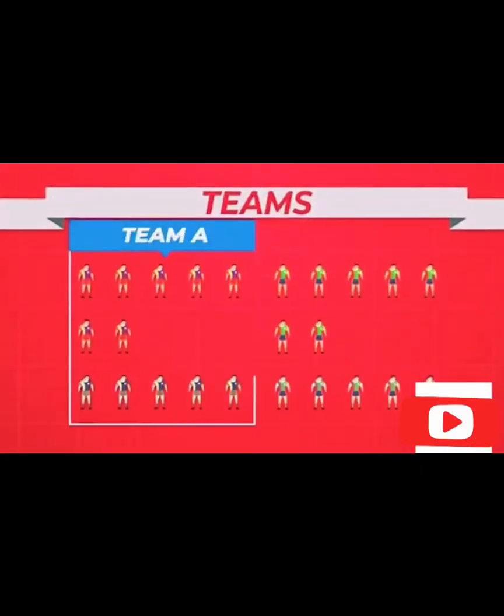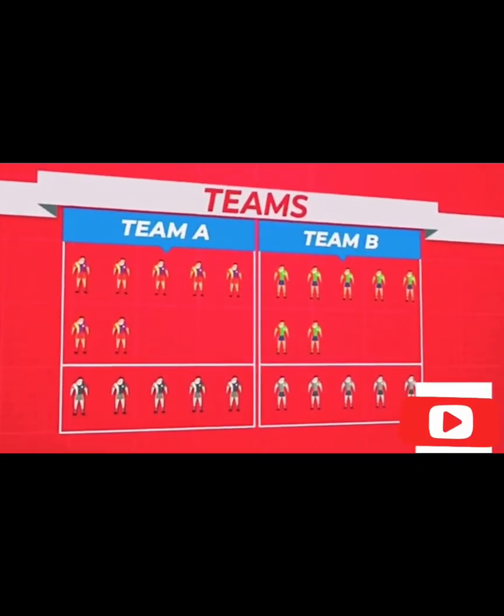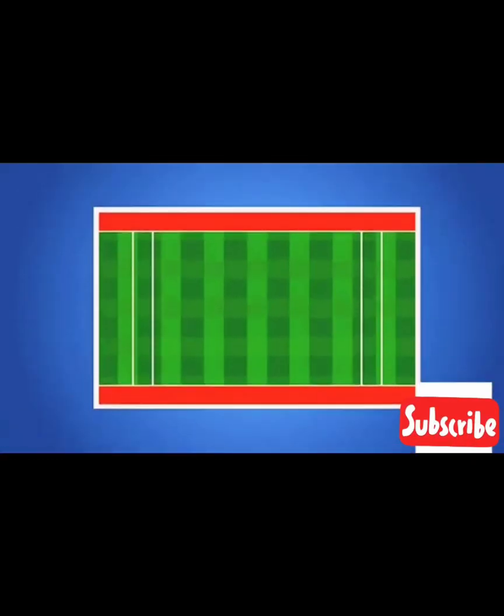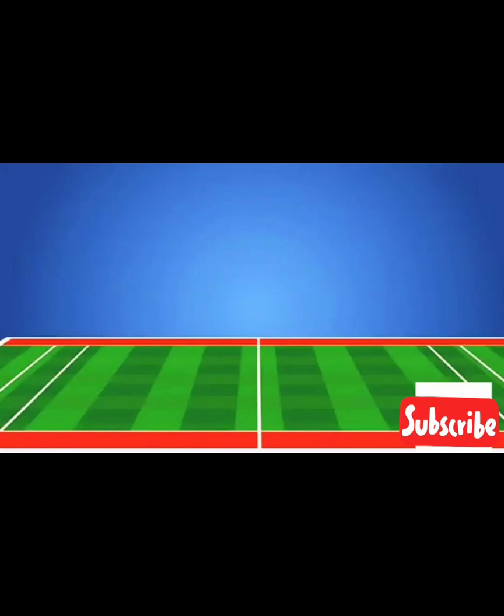Kabaddi is played between two teams. Each team comprises 12 players. Out of those, only 7 players take part in the game at a time, and the remaining 5 sit on the bench as reserves. The Kabaddi court is divided into 2 equal halves.